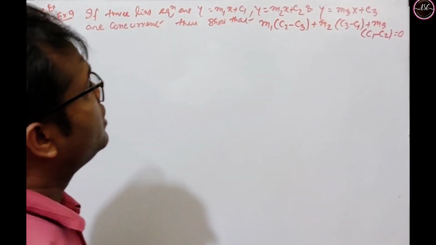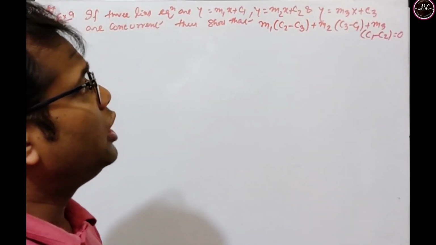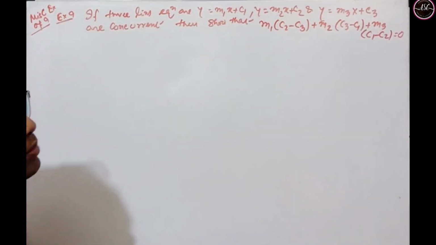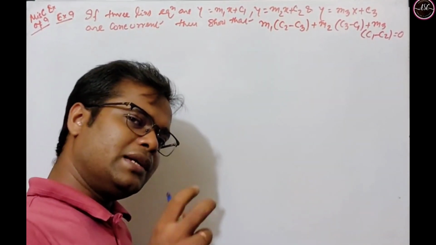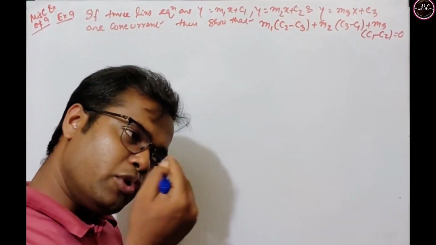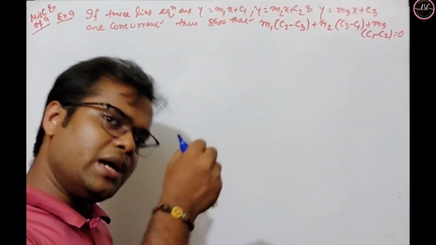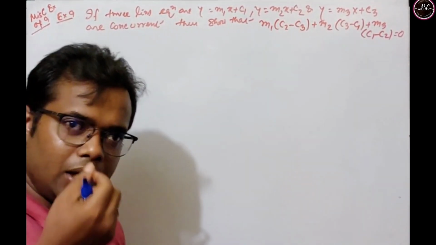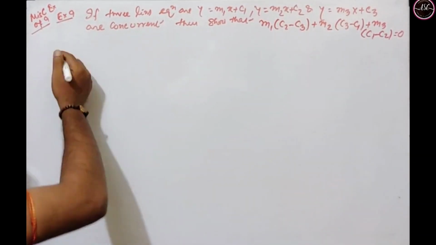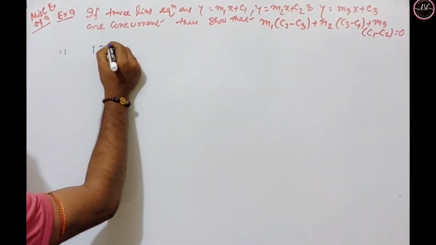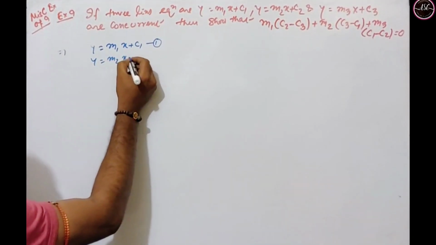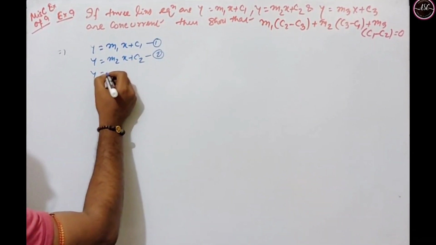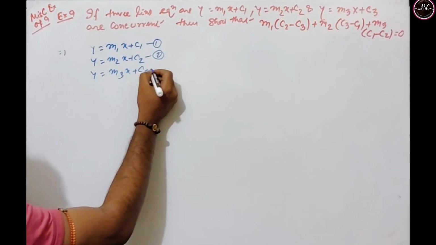If three lines with equations y equal to m1x plus c1, y equal to m2x plus c2 and y equal to m3x plus c3 are concurrent, that means if there is an intersecting point between two of them, as they are concurrent, the intersecting point should be on the third line. In this way we should solve this. Okay, so the equations of the lines are y is equal to m1x plus c1, this is equation 1, y equal to m2x plus c2, this is equation 2, and y equal to m3x plus c3, this is equation 3.